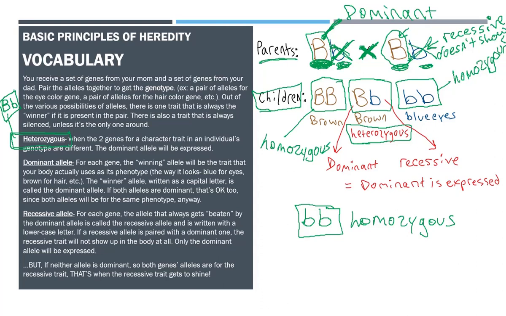So recessive, it will not show up in your phenotype if it's around the dominant gene, because the dominant gene silences the recessive gene. The only time the recessive gene does show up in your phenotype is if you're homozygous for the recessive gene. If both of your alleles are both recessive genes, because then there's no brown-eyed gene to silence them. There's no dominant gene to cancel the recessive gene out. So without a dominant gene there to dominate, or to be the winner, then these two together mean that the child is going to have blue eyes.